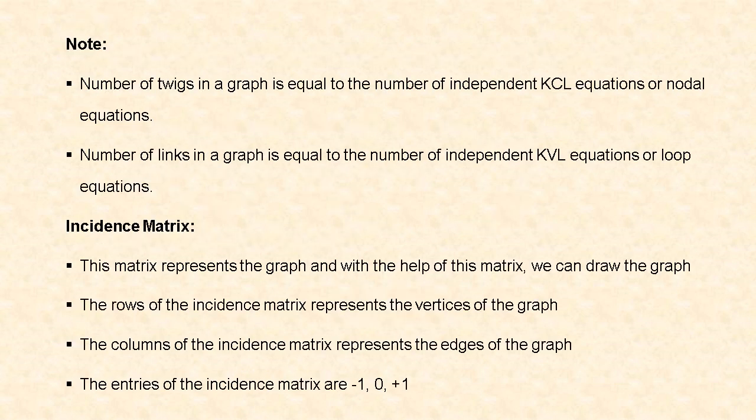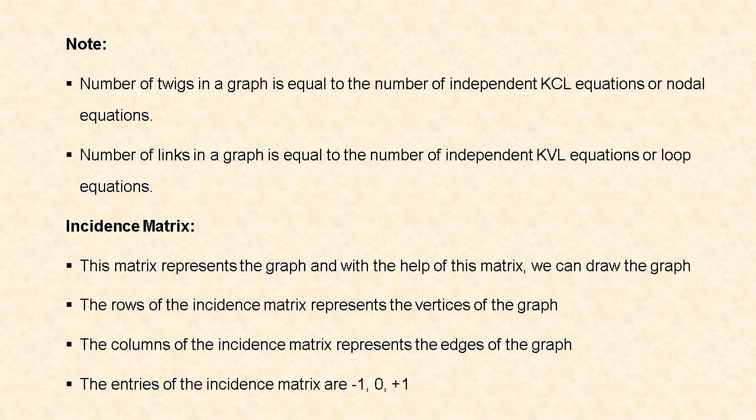Next, remember this: the number of twigs in a graph is equal to the number of independent KCL equations or nodal equations. So this number is equal to n minus 1. Similarly, the number of links in a graph is equal to the number of independent KVL equations or loop equations, that is L is equal to B minus N plus 1.